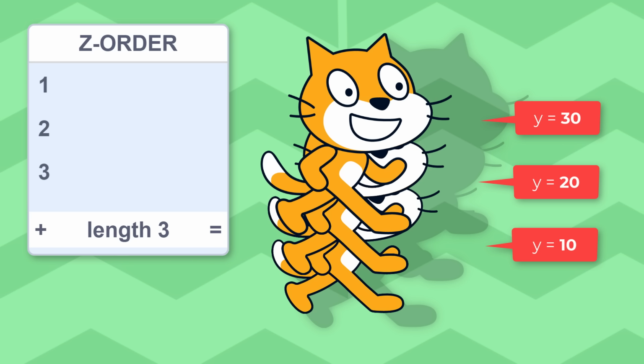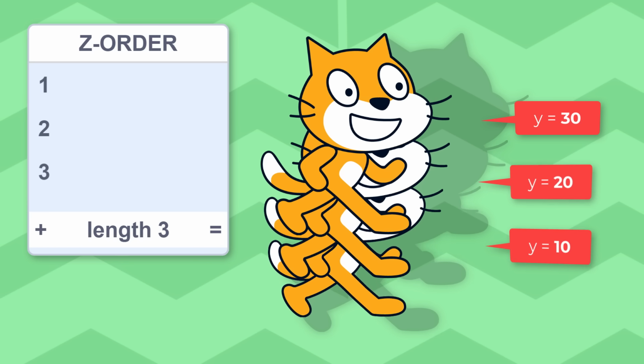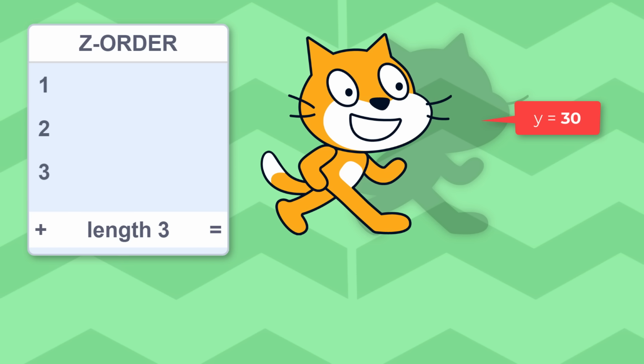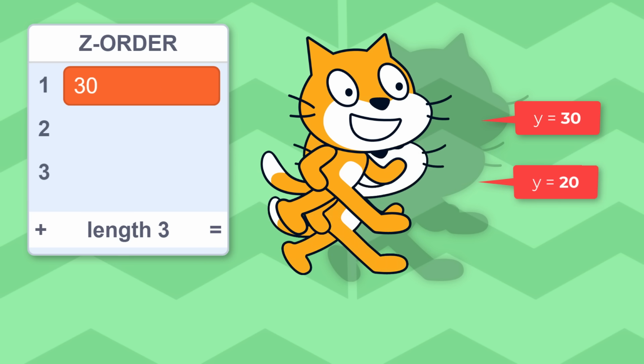To make it easier, since the scripts run on the frontmost sprite first, I'll hide the back sprites from our diagram until they're needed. The first and topmost sprite has a Y of 30. All we do is add the number into our Z order list, like so. Nothing more to do at this time, so the next sprite back gets to have a go at running some scripts too. This one has a Y of 20.